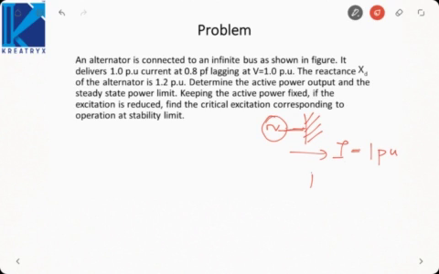Okay, power factor is given to me as 0.8. Voltage is given as 1 pu. Now reactance XD is given as 1.2 pu. We need to first find the active power output. Now there are two ways to find the active power output.